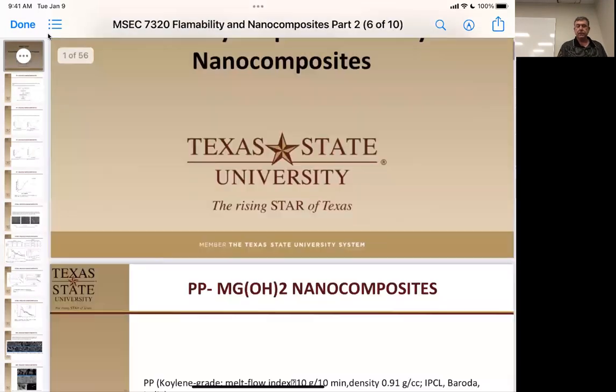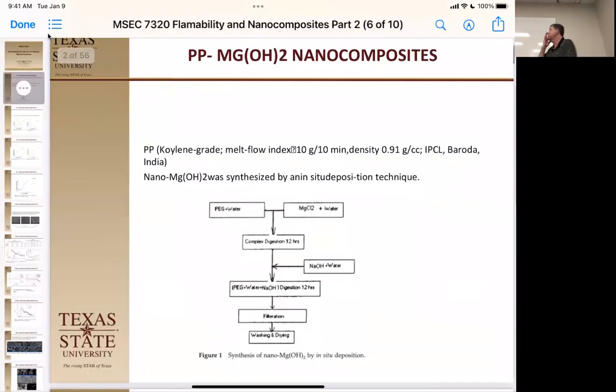Okay, so let's continue on with our systems. We were all the way up to magnesium hydroxide fillers. In this one here, they're going to use a polypropylene that's made in India, and they make their nano hydroxide in situ. So what they're going to do is take a magnesium chloride, usually, and do a hydrothermal synthesis to create the magnesium hydroxide.